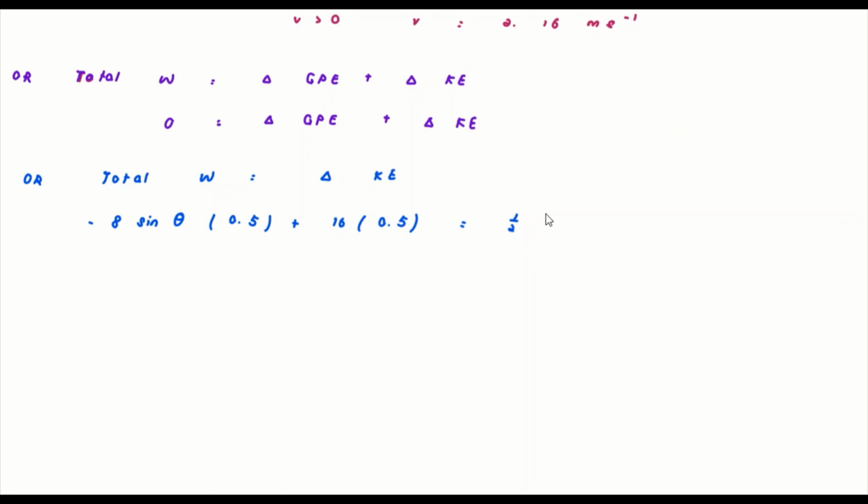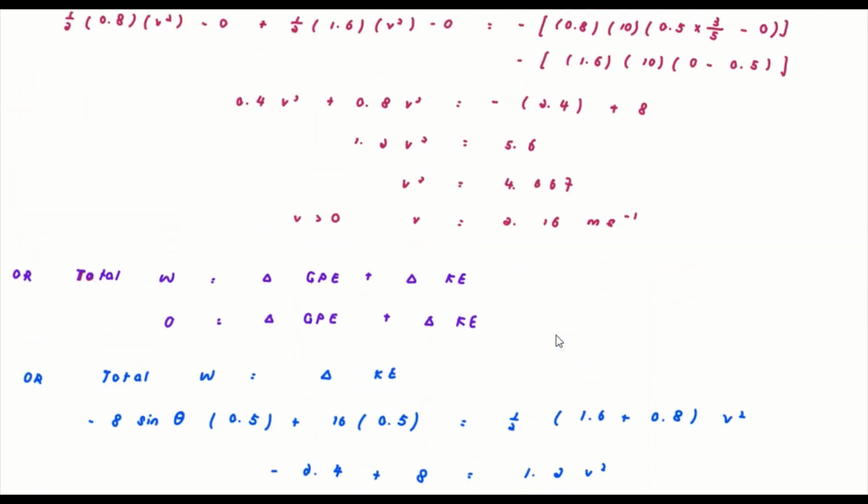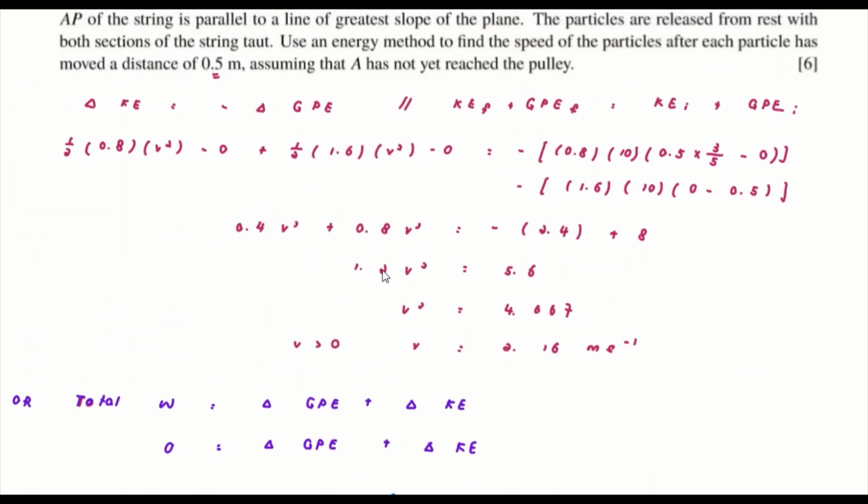Then you combine them together, since you already know that it's the same. When you solve it, you get negative, this is 3 over 5, so 2.4 plus 8 equal to 1.2 v squared. Until the end, you realize you get exactly the same thing as when you compare to this. So you see the idea is roughly the same.